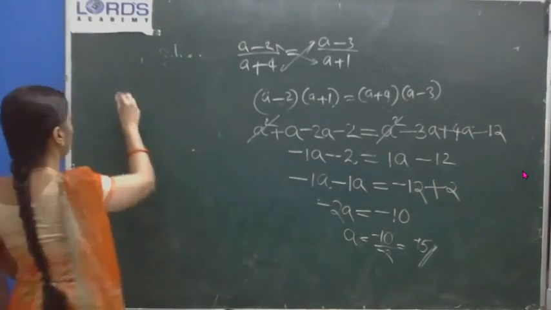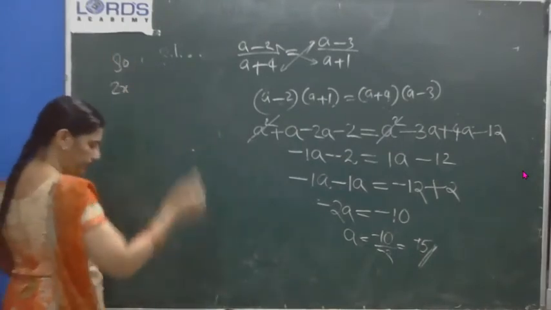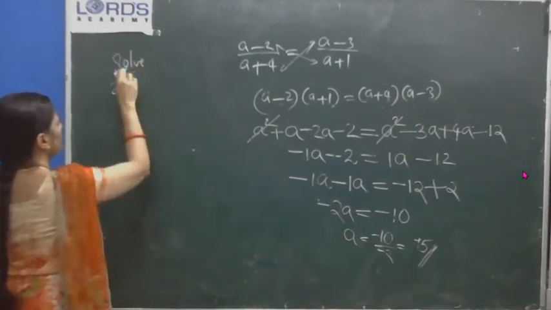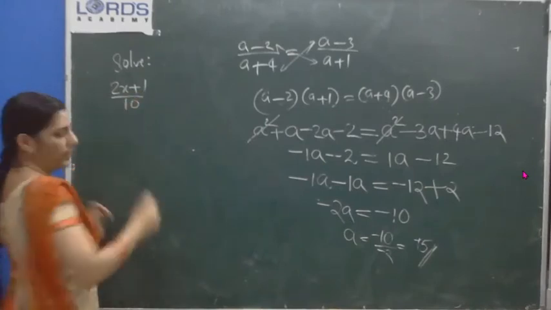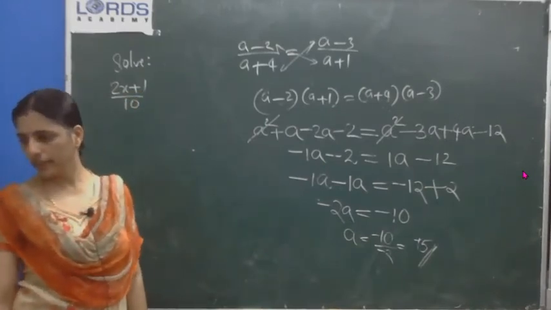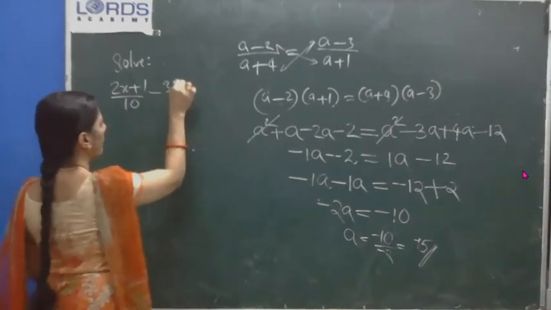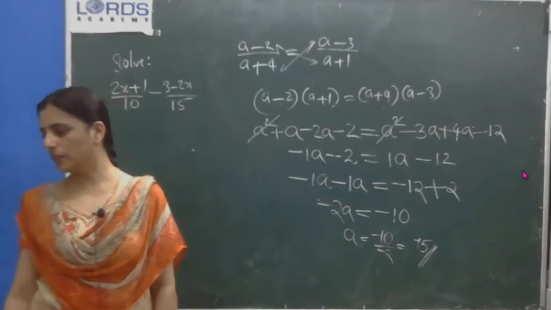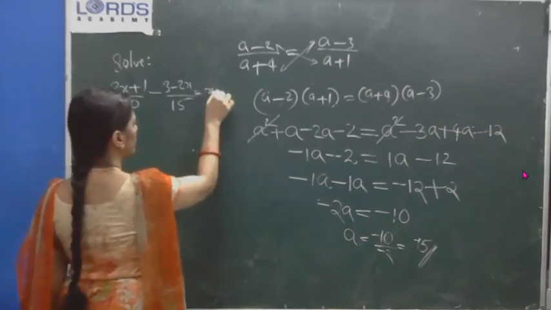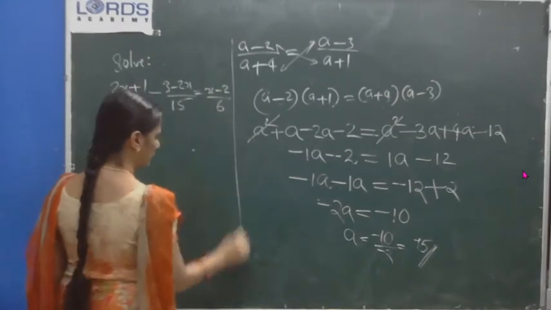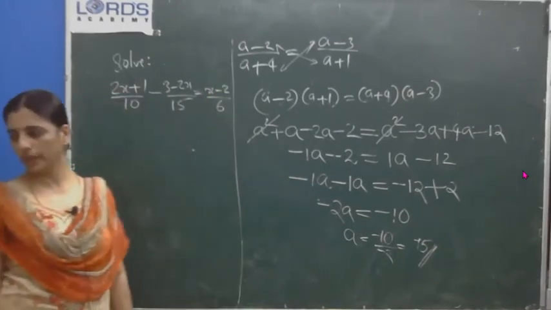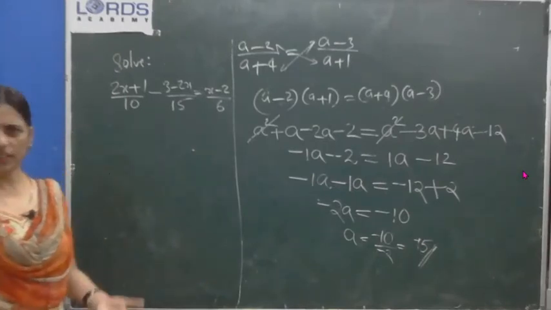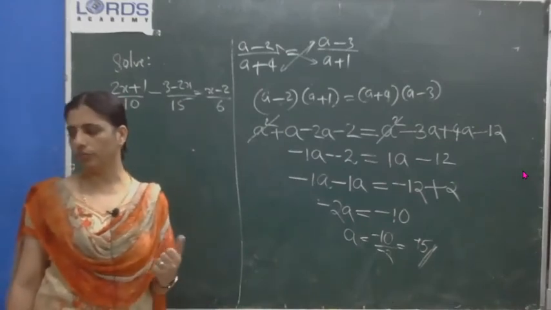Solve (2x plus 1) by 10 minus (3 minus 2x) by 15 equal to (x minus 2) by 6. Then one more they ask: hence find the value of y.